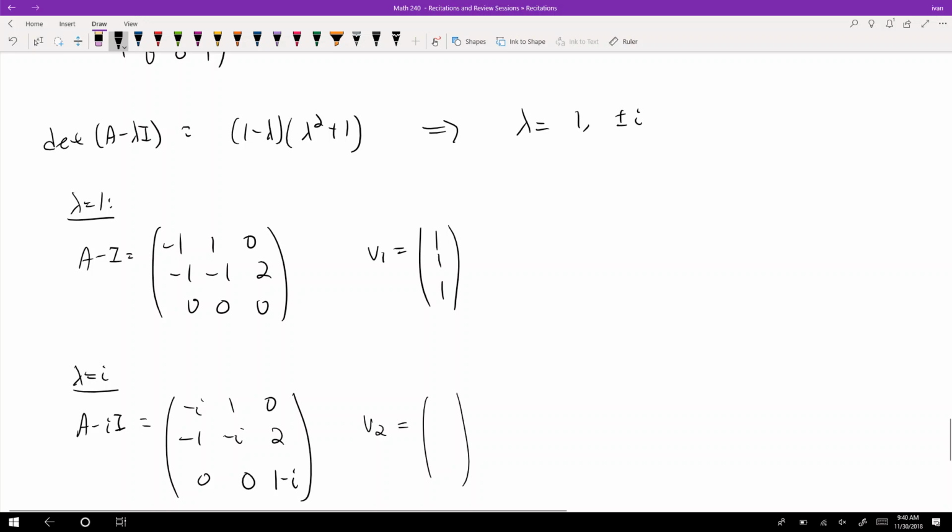All right, the last row has this 1 minus i term inside of it, but there's nothing else to cancel it out. So it has to be 0, right? So the third entry must be 0.